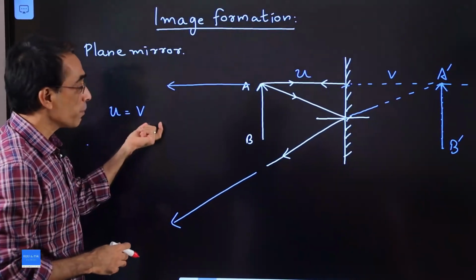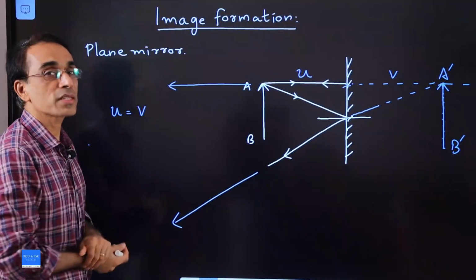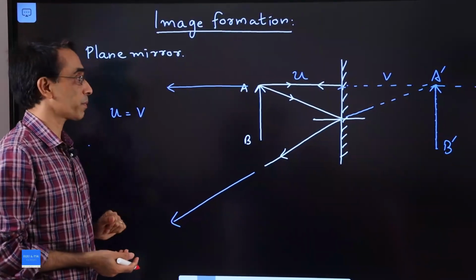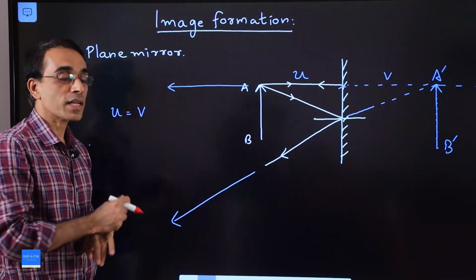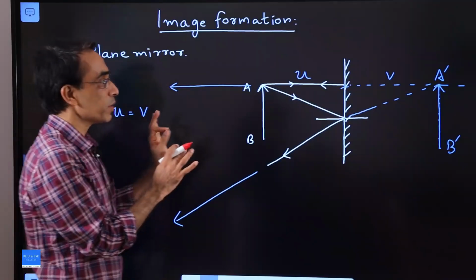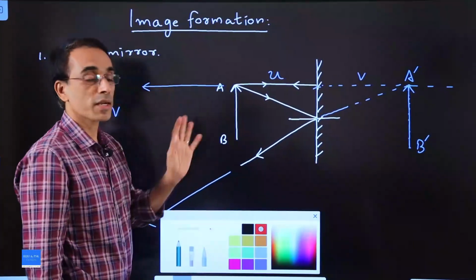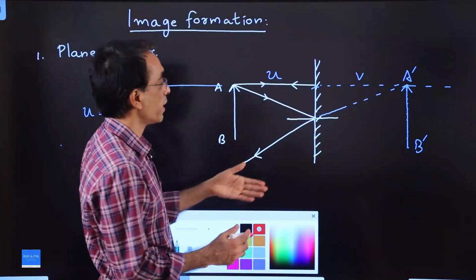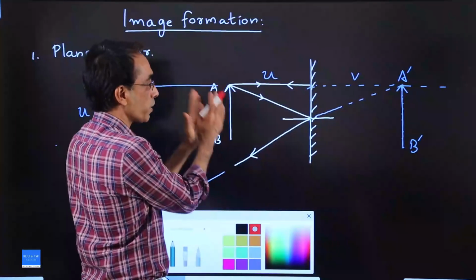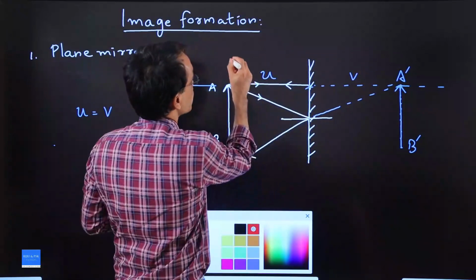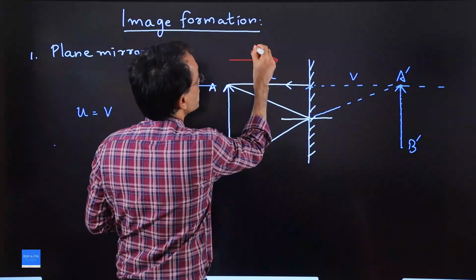What does it mean? The image distance and the object distance are equal, but there is one problem. How to apply Cartesian sign convention here? According to Cartesian sign convention, the incident direction must be taken positive. And what is the incident direction? This is the object, light from the object falls on the mirror, so this becomes the positive direction.